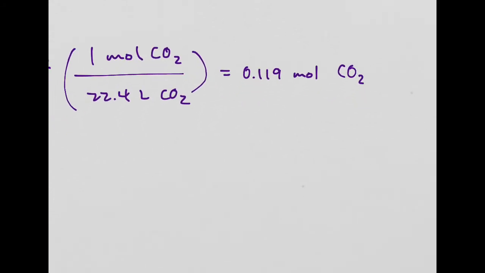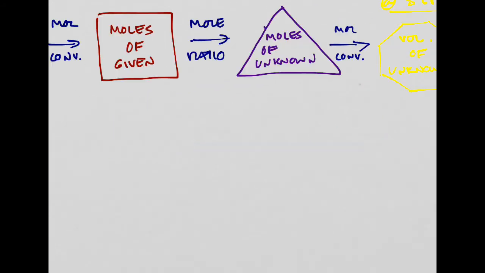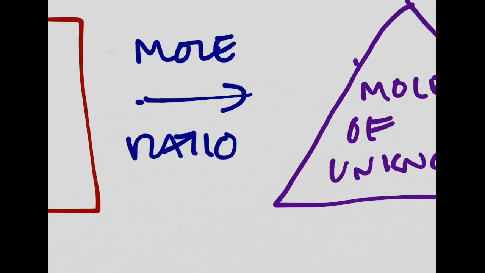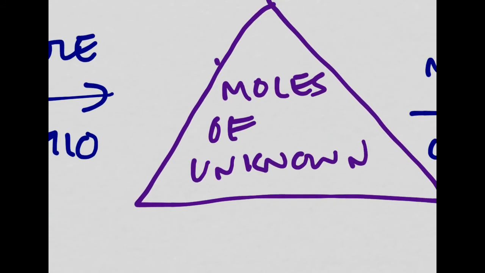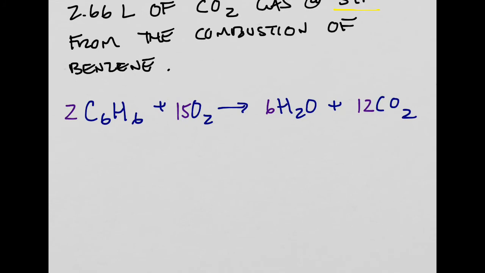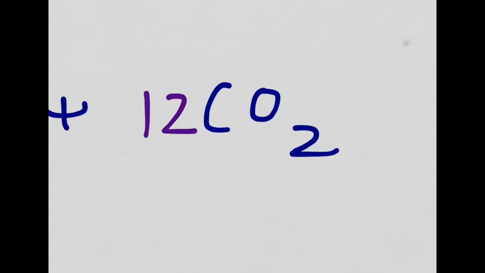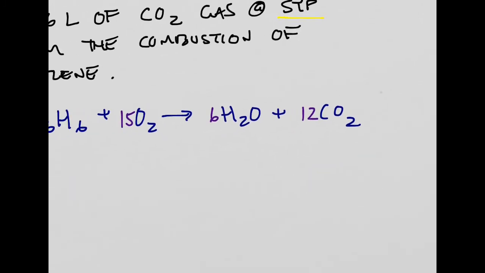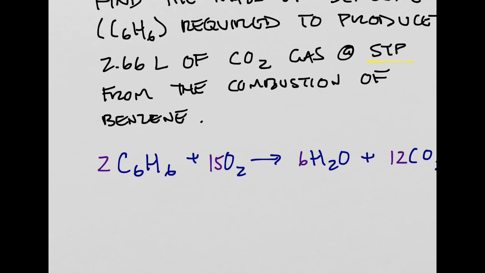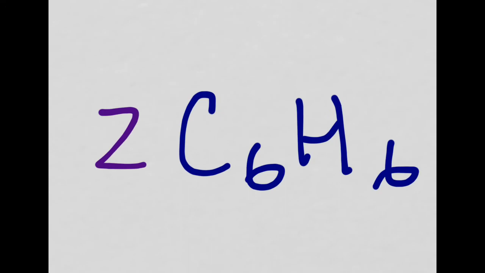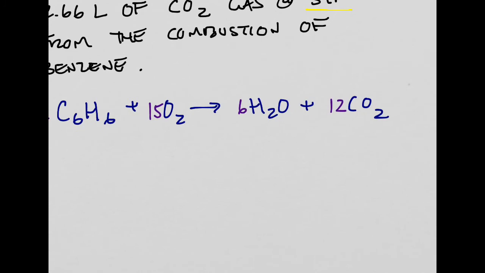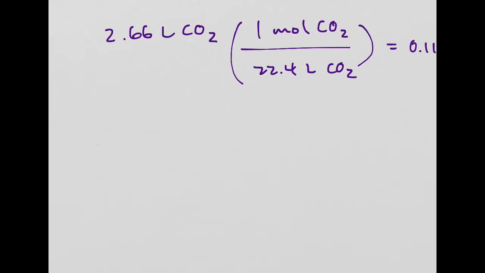Then don't forget, if we go back to our scheme over here, once I've done the mole conversion, now I have moles of my given. I need to now consult my balanced equation to do the mole ratio to figure out how many moles of unknown I need. So when I look at this, if I have 2.66 liters of CO2 that were produced, there's my CO2 with a 12 in front of it, and I want to know the amount of benzene that I needed to burn to get that. You can see here I have a 2 in front of my benzene, so that means we have a 12:2 CO2 to benzene ratio. And I'm going to go ahead and use that in my next step.